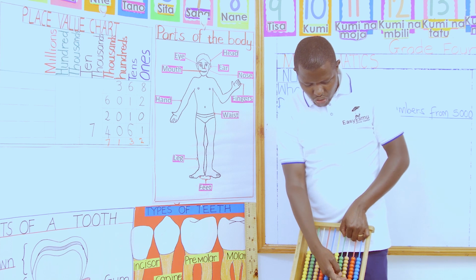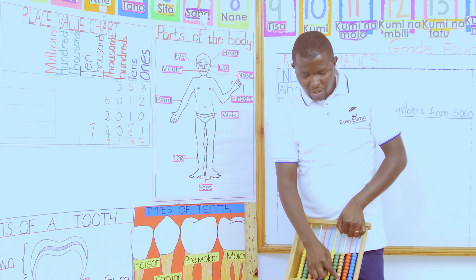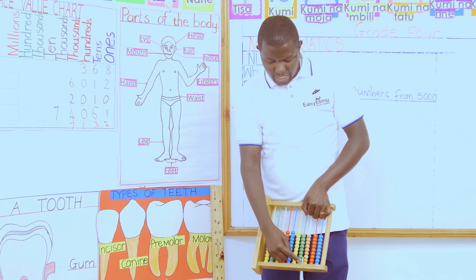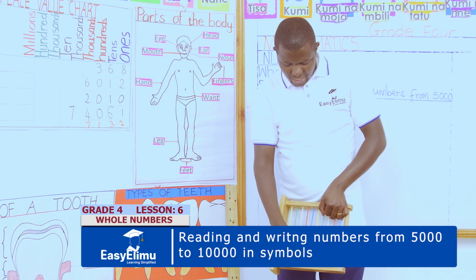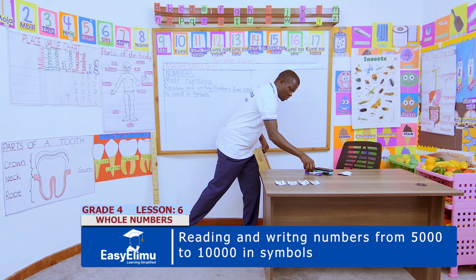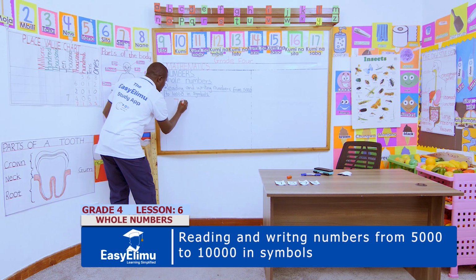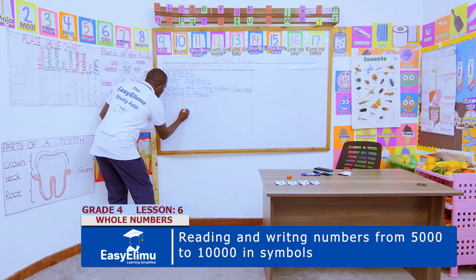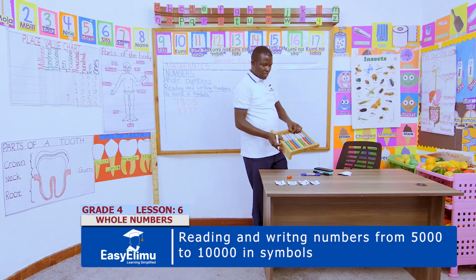So I will have 9 in the place value of ones, 9 in tens, 9 in hundreds, and 9 in thousands. So the first number we have formed on the board is 7, 8, 0, 3, and the second one is 9, 9, 9, 9. Those are the two numbers that we have formed from our digits.